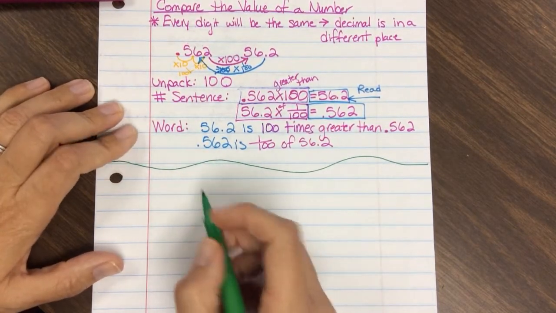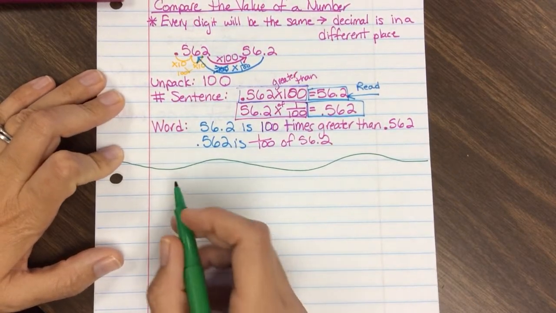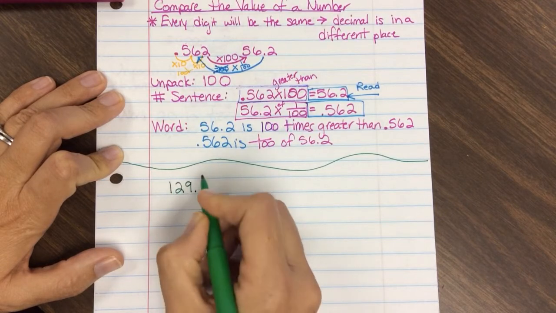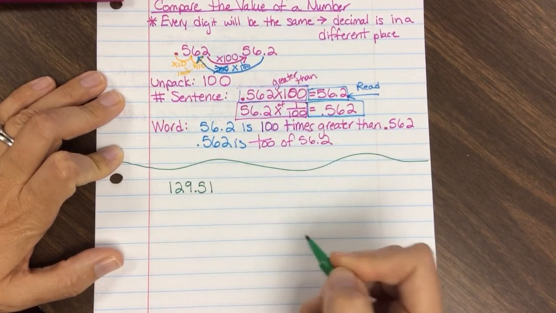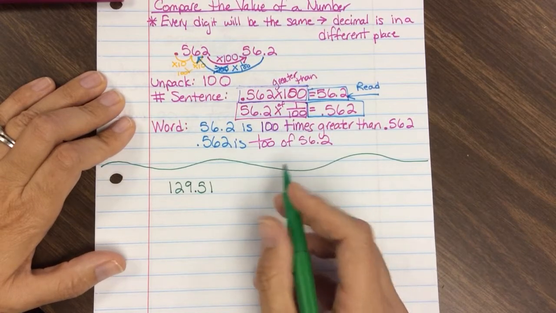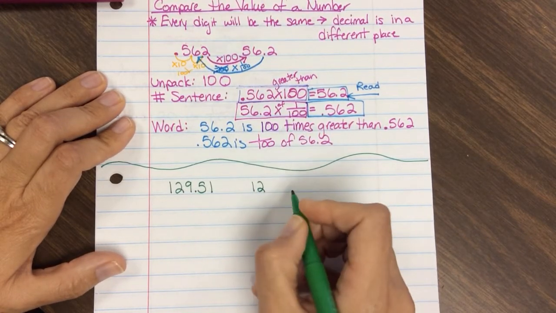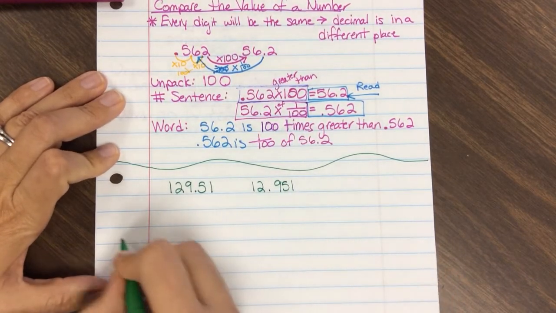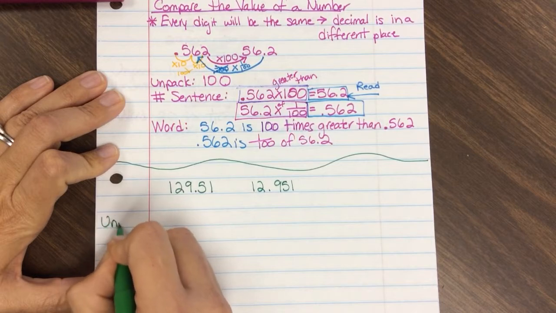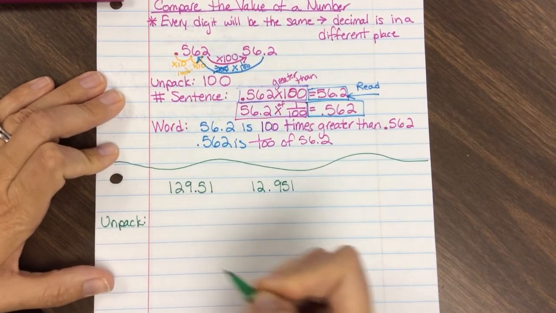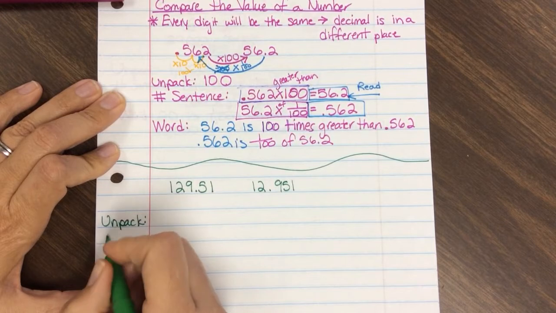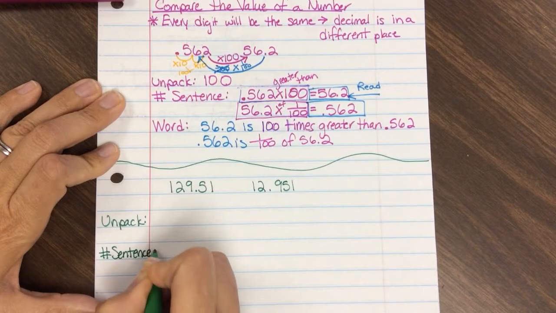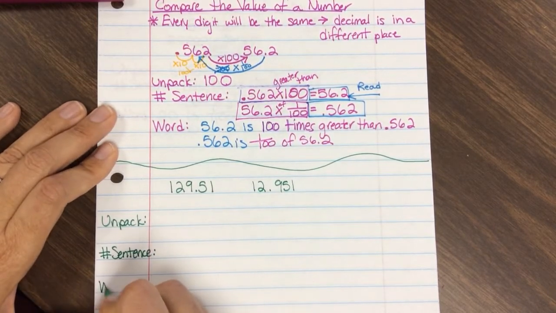All right. Now, here's my example. Stop and start as you go to see how you do. 129 and 51/100ths being compared to 12 and 951 thousandths. First things first, unpack. Then we will do our number sentence. And then we will do our two word sentences.